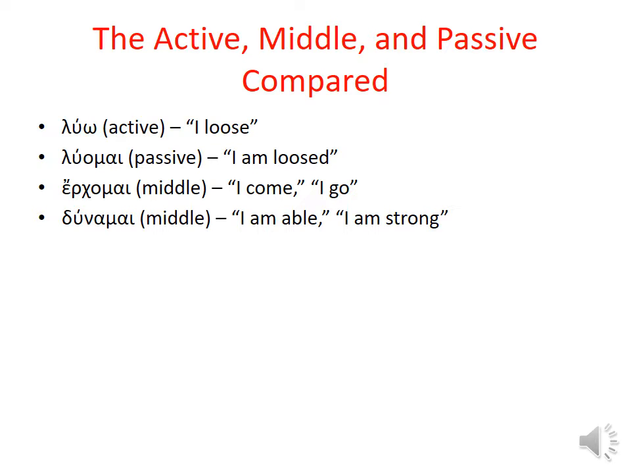Dunamai is another good example of a pure middle. It means I am able or I am strong. Now, is that an active action? It's not really an active action. Is this an action that can be done to the subject? Not really. You see, it stands somewhere between the active and the passive. That's the middle voice. In the middle voice, the subject participates in the action in some special way. In some cases where the subject is performing the action upon itself, and in many cases with the subject simply resting in a particular state, as we have with dunamai. I am able, I am strong.